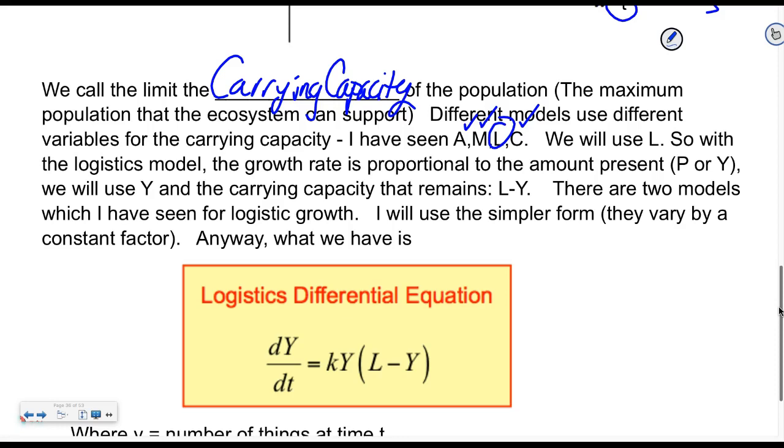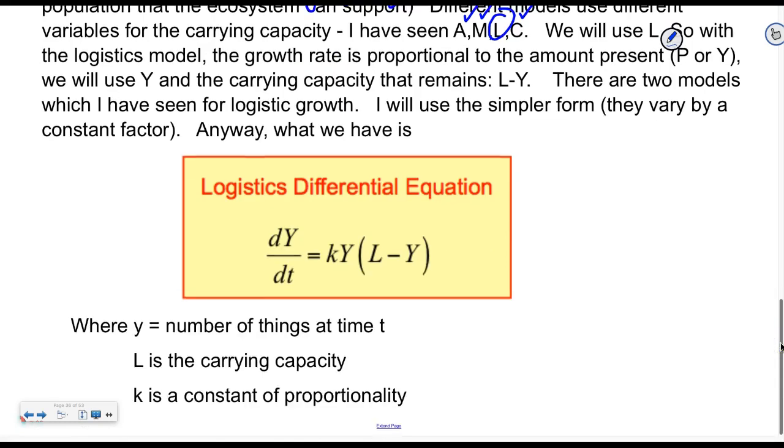So in terms of the model, without this stuff here, that's exponential, directly proportional to the amount present. This little thing right here is the difference between what? What's L stand for? Carrying capacity and the amount there. That's actually how much space is left, kind of visually. And if there's a lot of space left for it to grow, won't it grow faster?